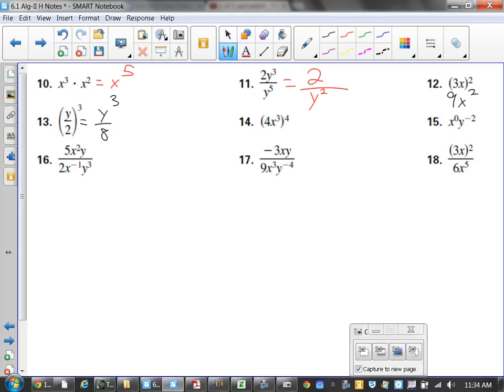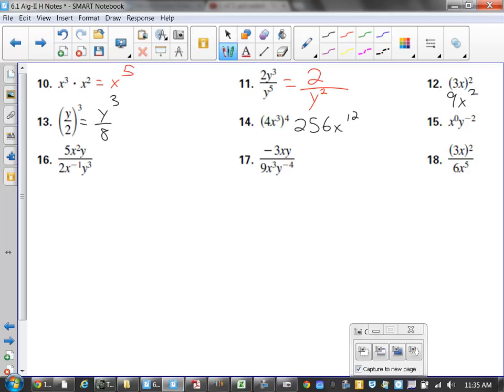Good. Any time you get a number raised to an exponent, please write down what that number will equal. Don't just lollygag and write 2 to the 3rd power. I'll figure that out. So then 4 to the 4th power is what? 256. Good. 256 x to the 12th. Good.